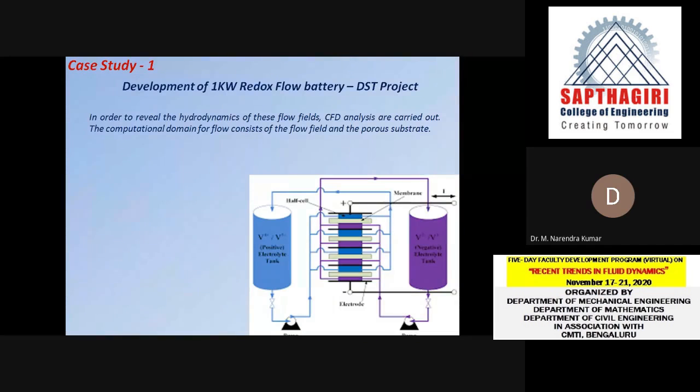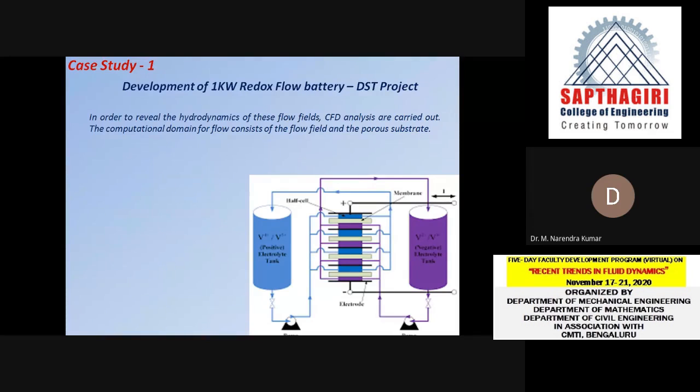Now we'll look into quite a few case studies. This was the DST project that we undertook: the development of a 1 kilowatt redox flow battery. The objective here is, so this is a redox flow battery which I have shown here.